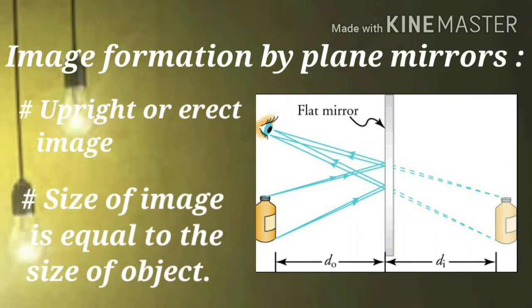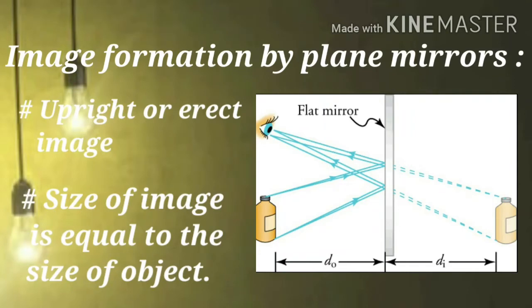The second characteristic is the size of the image. The size of the image formed by a plane mirror is always equal to the size of the object. If we stand in front of a plane mirror, our image will be produced the same. There will be no change in our height or in our body. So we will say that the size of the image produced by the plane mirror is always the same as the size of the object.